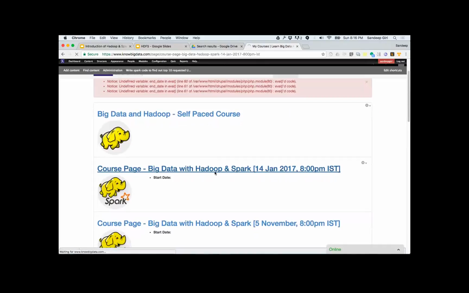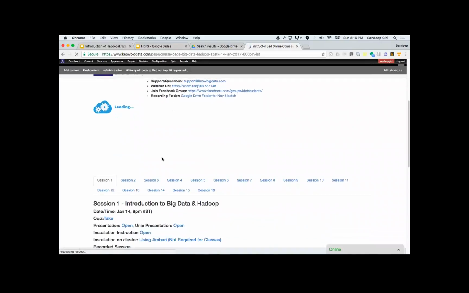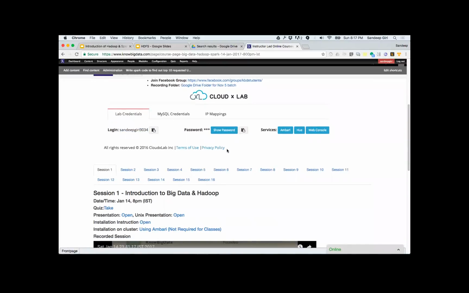And this is the session where you will see your videos. And here we have mentioned all the dates. Here in this section, you will see that there's a loading happening. It shows your CloudX Lab login and password. Please note that the login password for CloudX Lab and LMS are two different things. A question from Hank: can you use Spark in tandem of TensorFlow? Yes, you can.